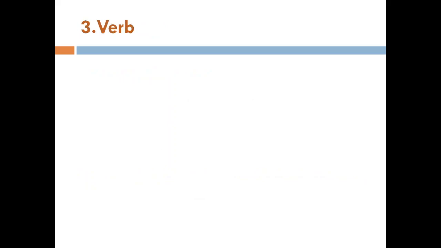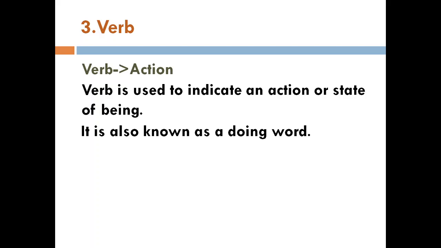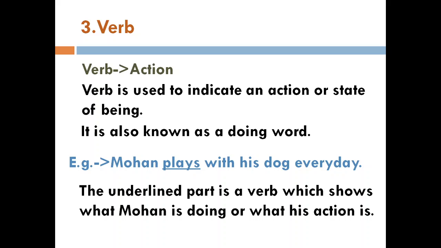Third, verb. Verb is used to indicate an action or state of being. It is also known as a doing word. For example, Mohan plays with his dog every day. The underlined part is a verb which shows what Mohan is doing or what his action is.